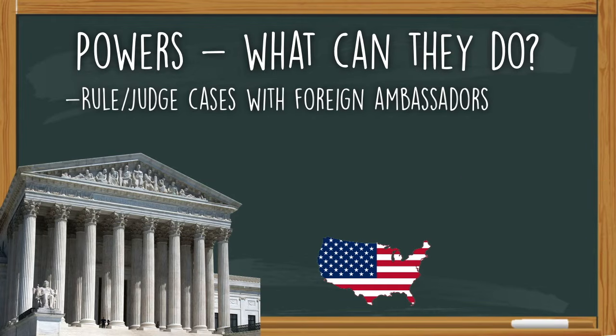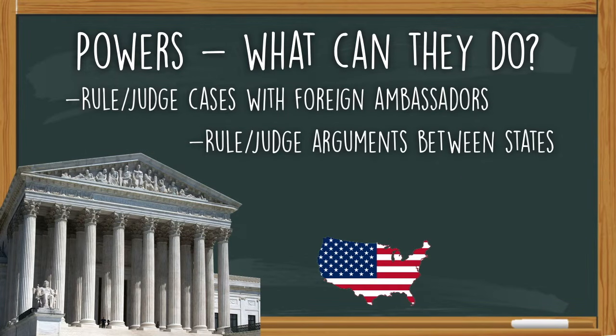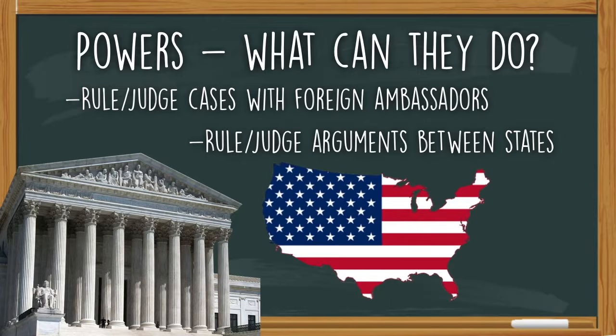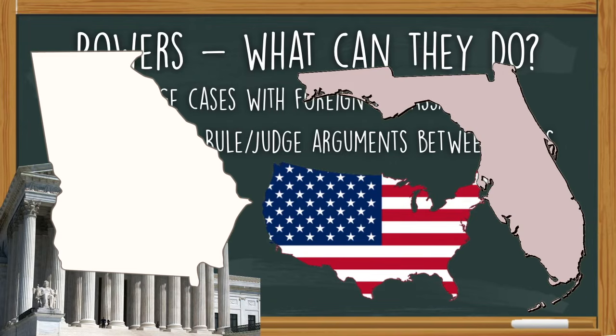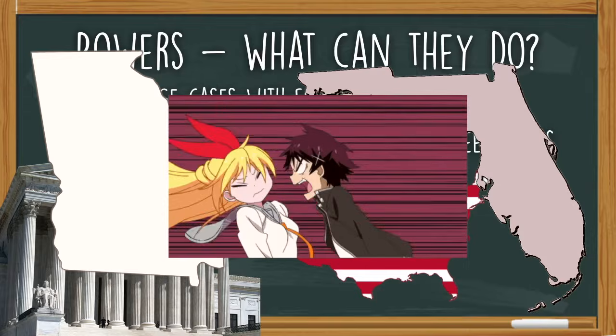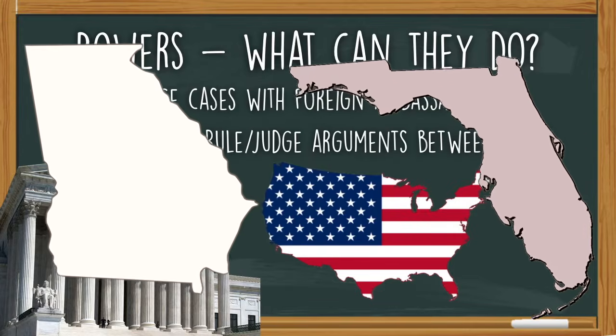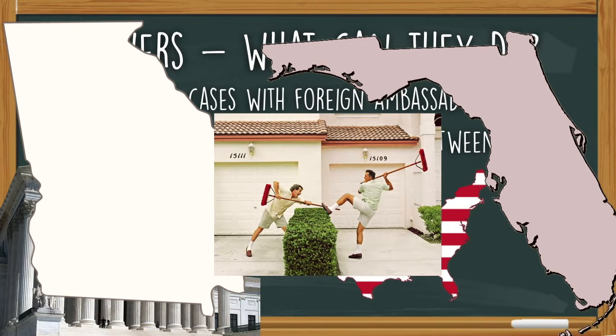Another power they have listed in Article 3 is that they can rule or judge on arguments between states. Guys, believe it or not, the states don't always agree with one another, and they don't know who's right and who's wrong. Florida and Georgia have actually argued over the borderline between states before, and the Supreme Court's the one that's going to look at it and decide which state is right and which state is wrong.